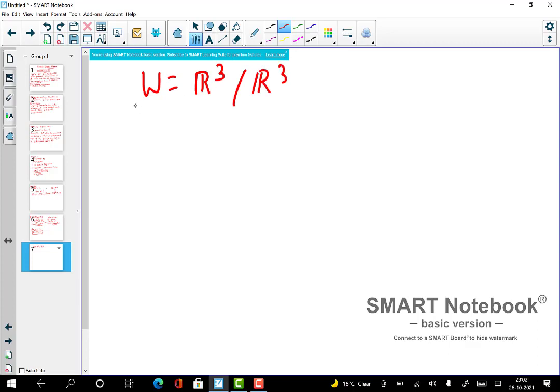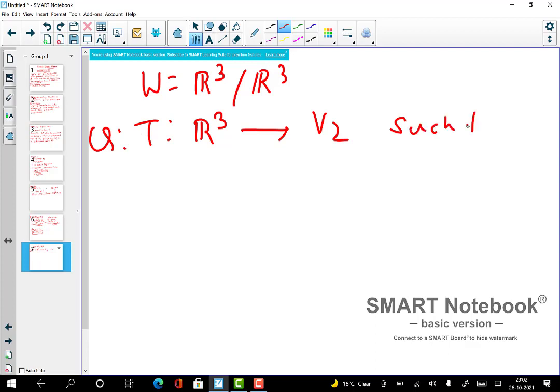So the theorem we proved so far says that whenever you have finite dimensional inner product spaces, if the dimension is the same, then they must have an isomorphism, right? Now the question is: do you know any map from, for example, R^3 to V2 such that, this is the question, such that T is an inner product isomorphism?